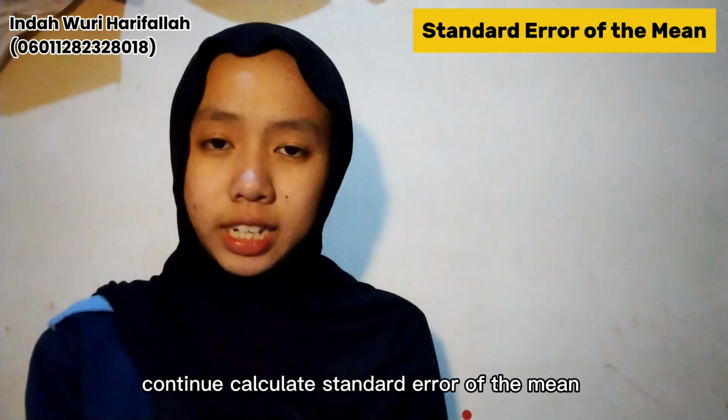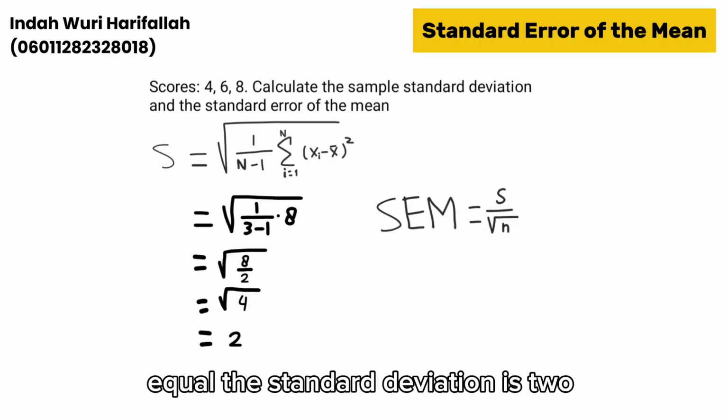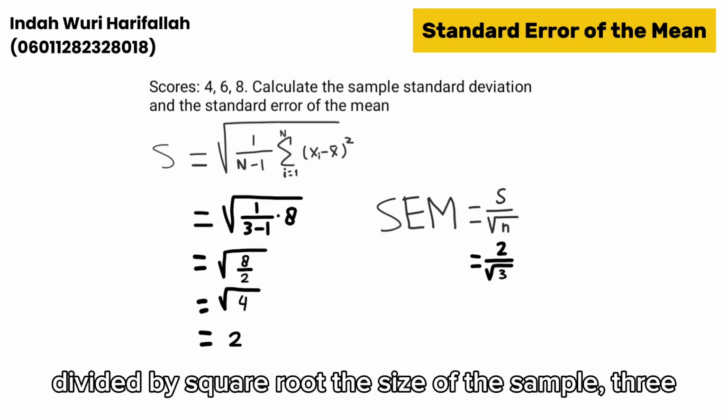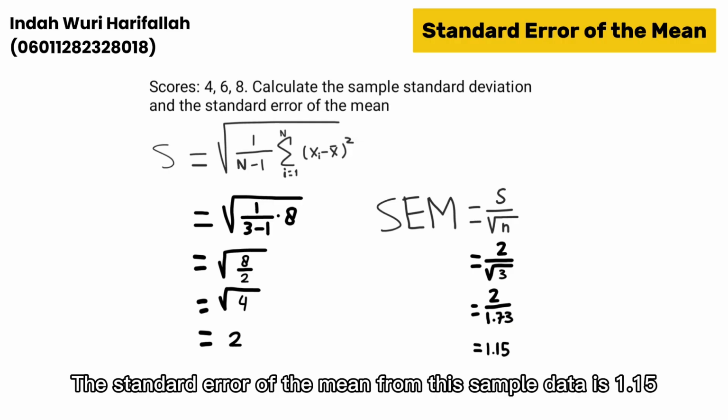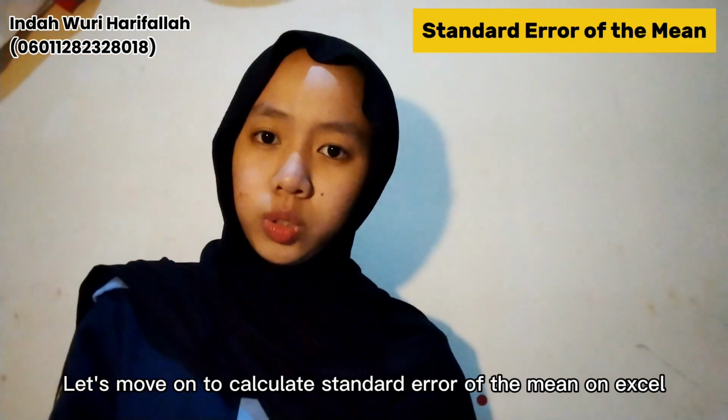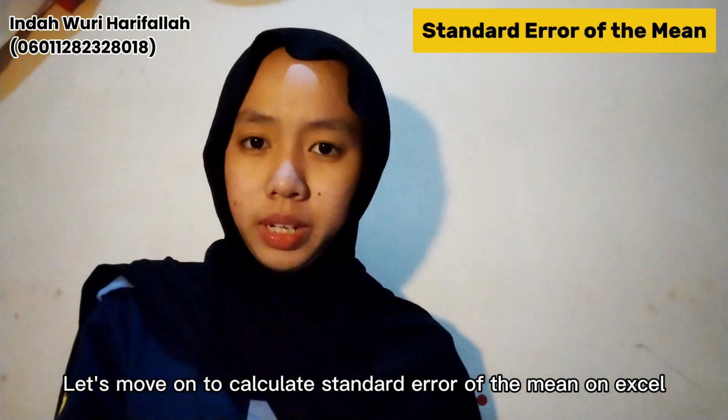Continue, calculate the standard error of the mean, which equals the standard deviation, 2, divided by the square root of the size of the sample, which is 3. So 2 divided by 1.73 gives 1.15. So the standard error of the mean from this sample data is 1.15. Let's move on to calculate the standard error of the mean in Excel.